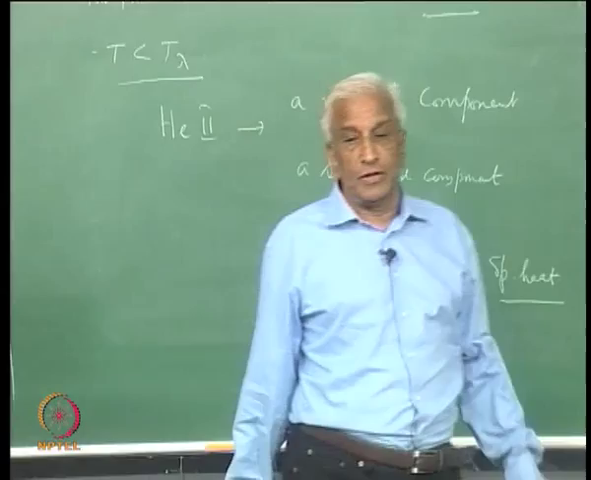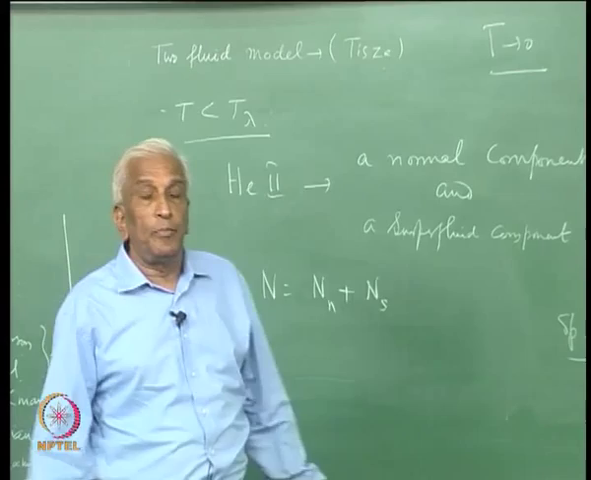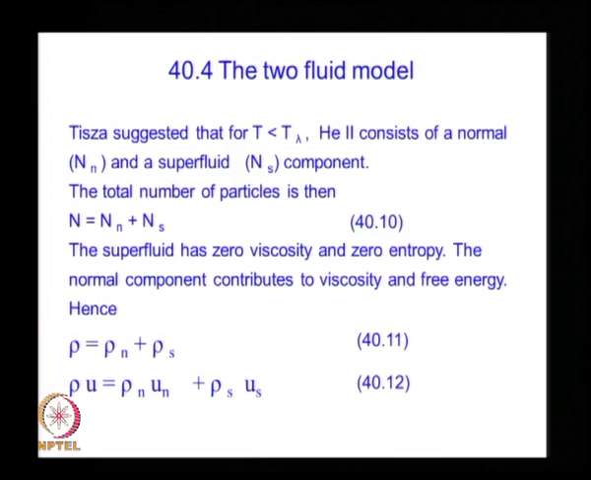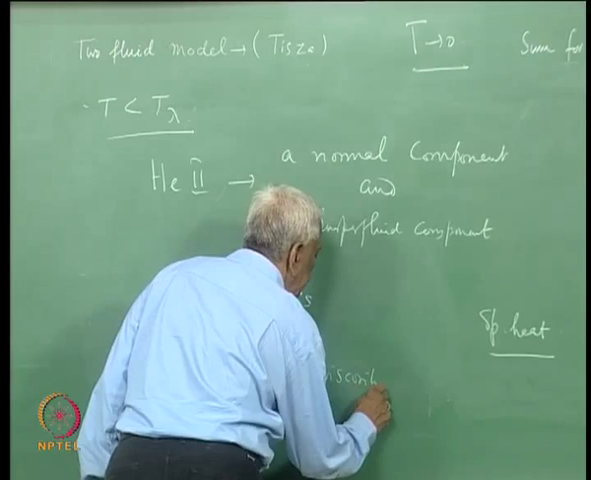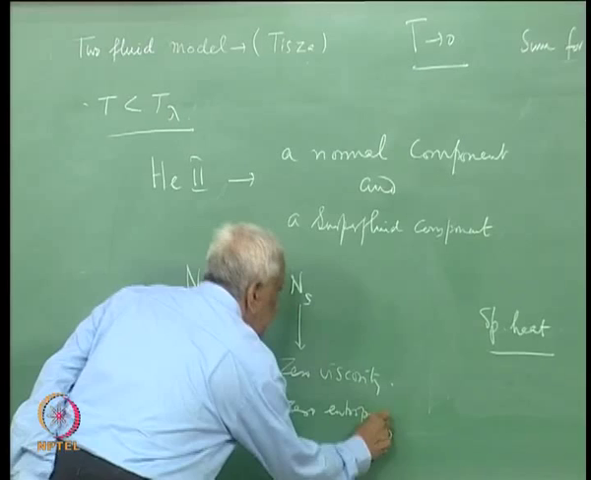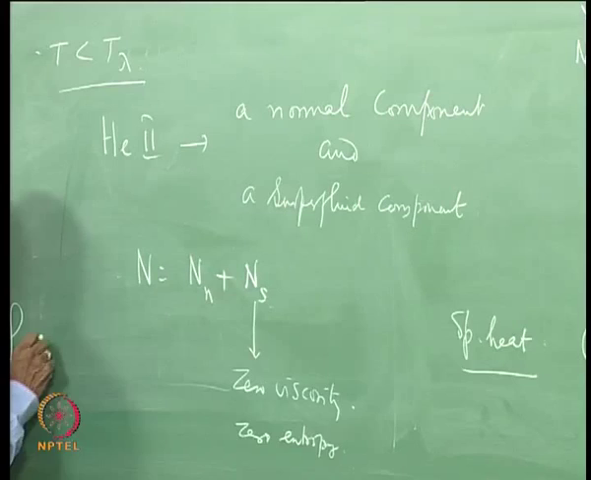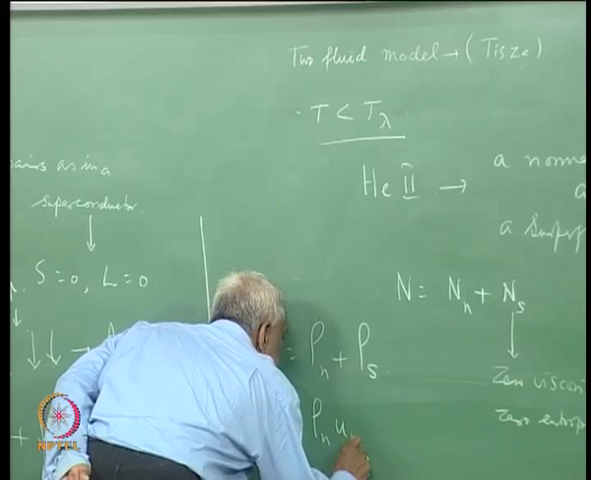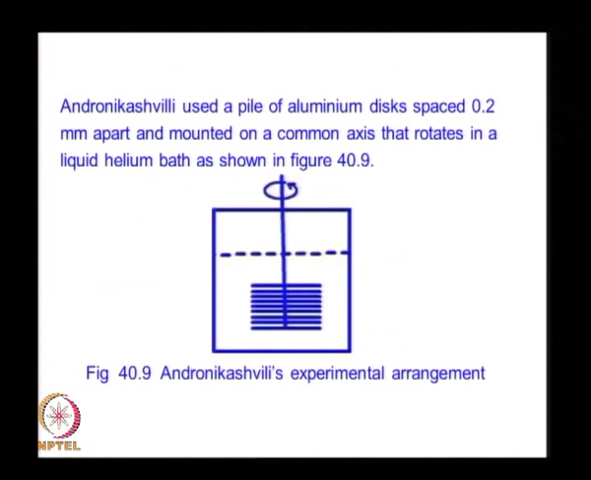So, N equals NN plus NS, where NN is the number of particles in the normal phase, and NS is the number of particles in the superfluid phase. The superfluid has 0 viscosity and 0 entropy, while the normal fluid contributes to viscosity. Therefore, we can write the density as rho equals rho n plus rho s, and also the flux rho u is rho n u n plus rho s u s. These are the basic equations of the two fluid model. Now, a person called Andronikashvili conducted a very interesting experiment.